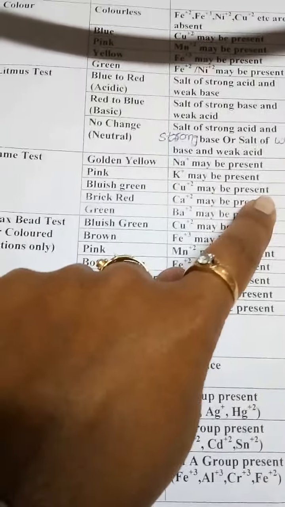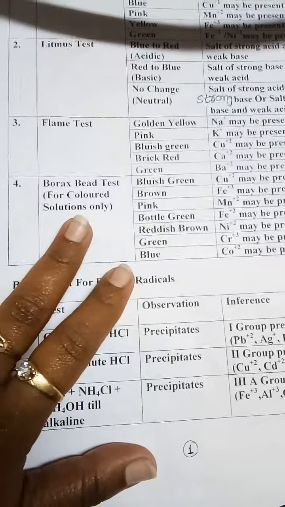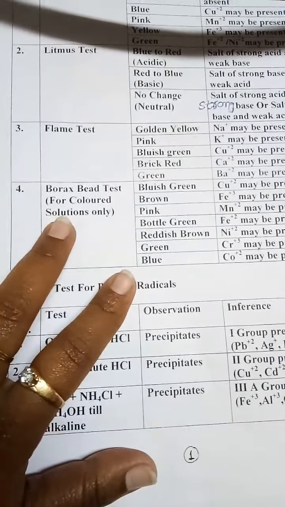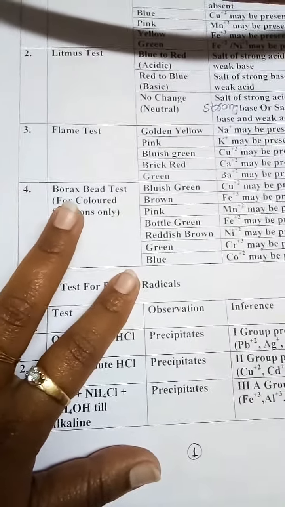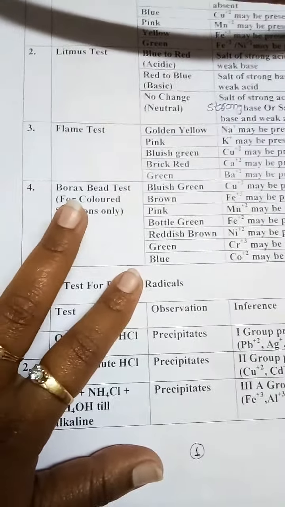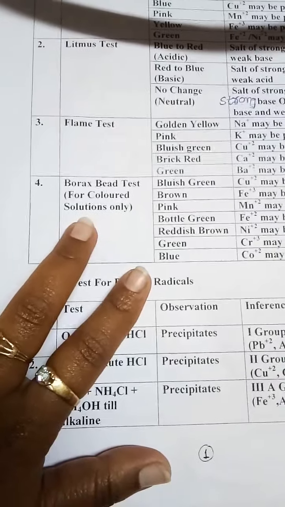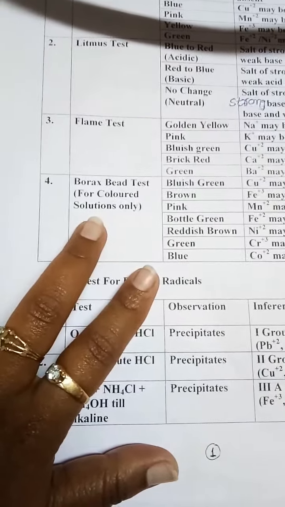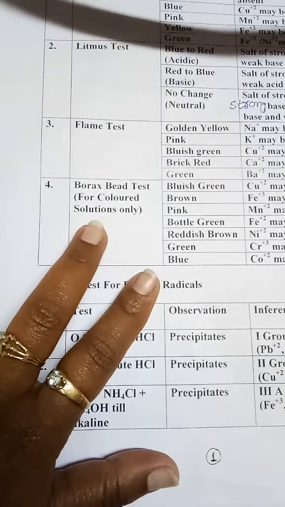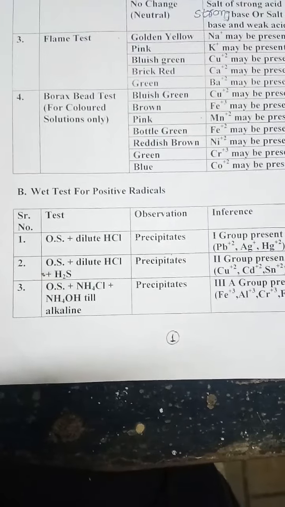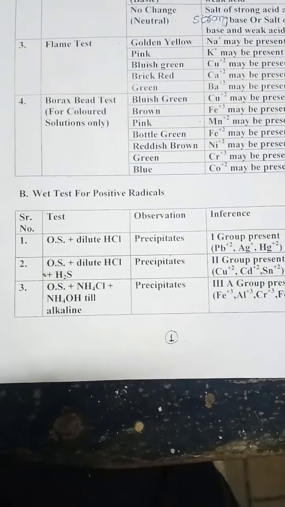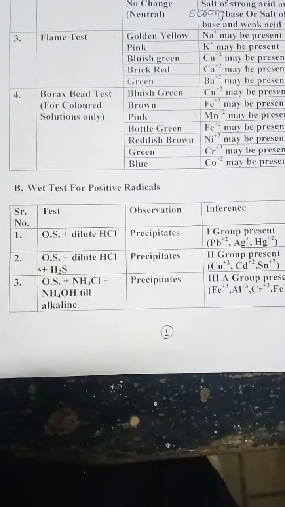After that we have borax bead test. As you know, borax bead test we only perform whenever our solution is a colored solution. But here we have a colorless OS. So here we are not performing borax bead test. Our next part is wet test for positive radicals. With the help of wet test for positive radicals, you are able to find the group.